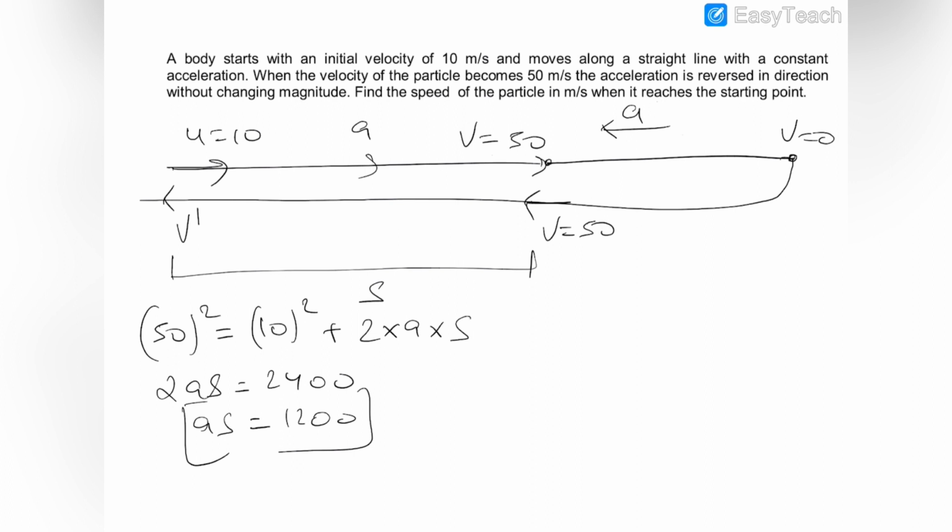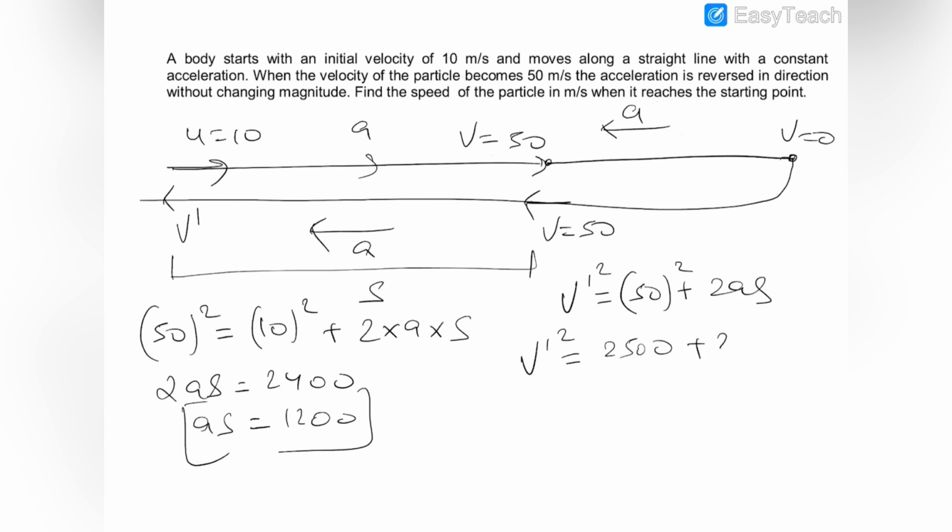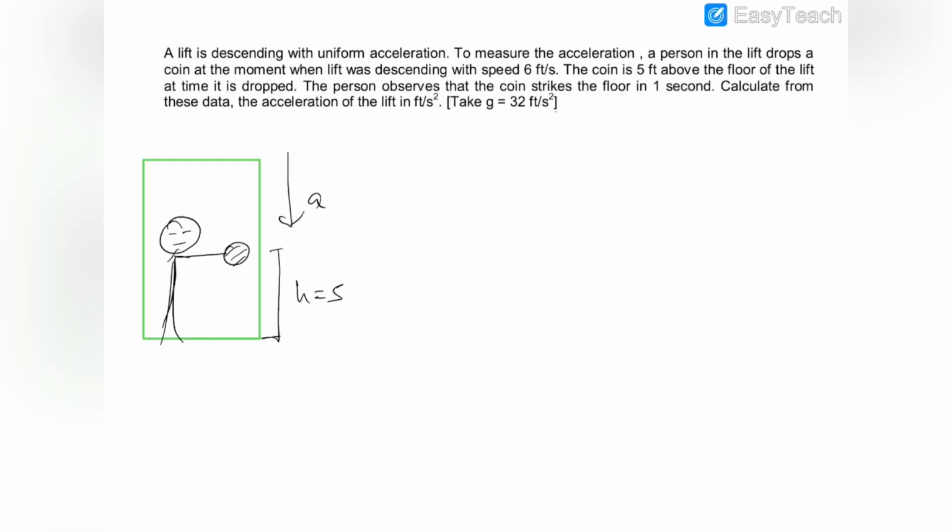Now when it is coming in the backward direction, then acceleration is in the backward direction, same, and then v dash square is equal to 50 square plus 2as. So v dash square is equal to 2500 plus 2400. We have substituted this value of as here. So v dash is equal to 70. So the correct answer is 70. Now we move to the next question.